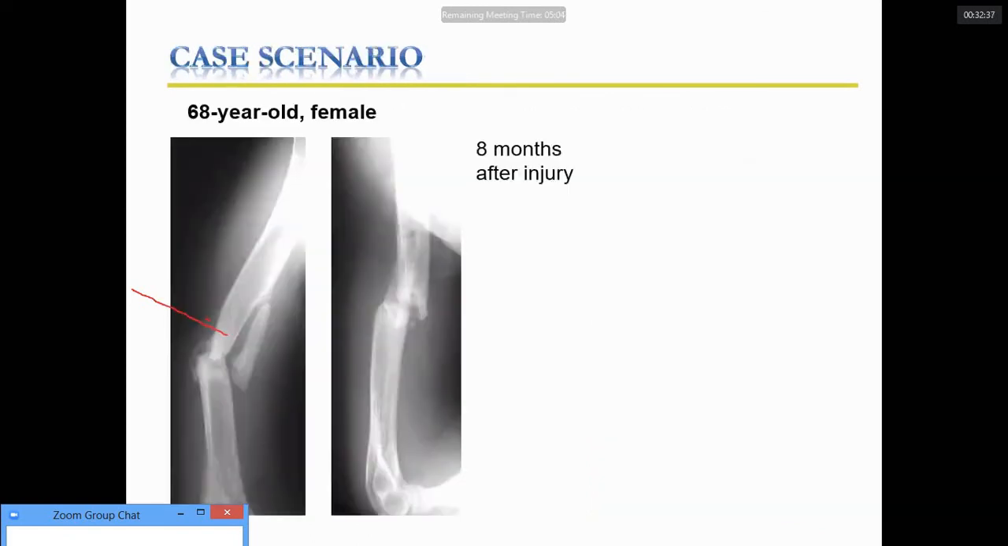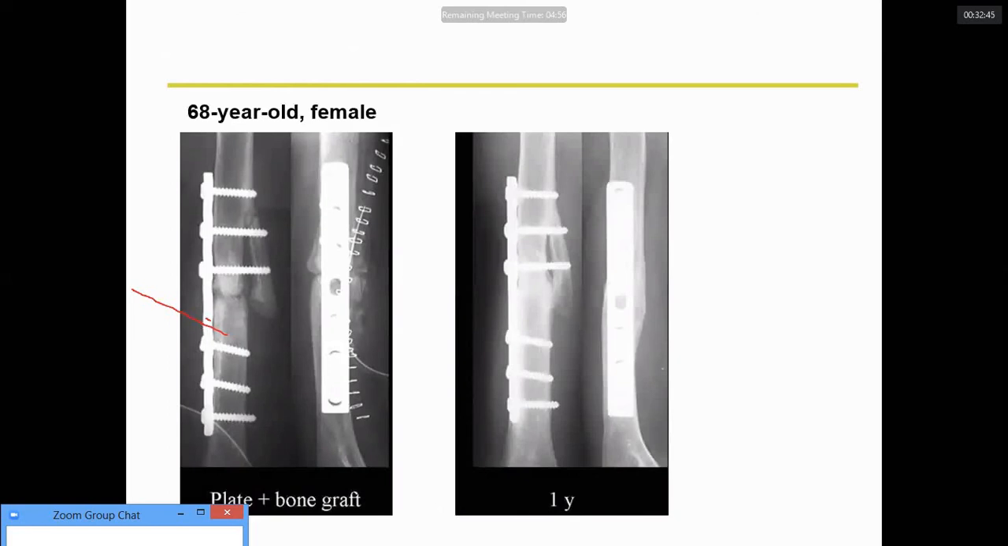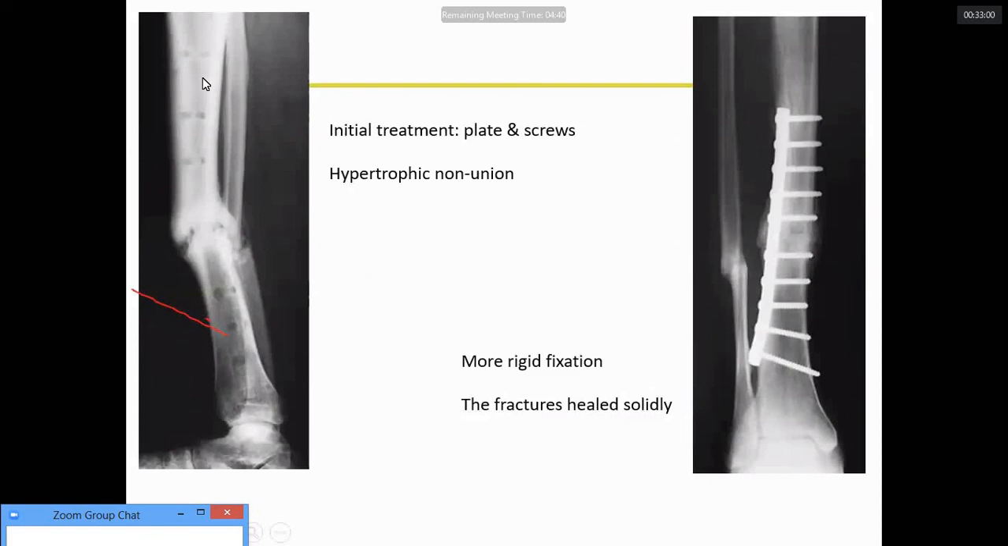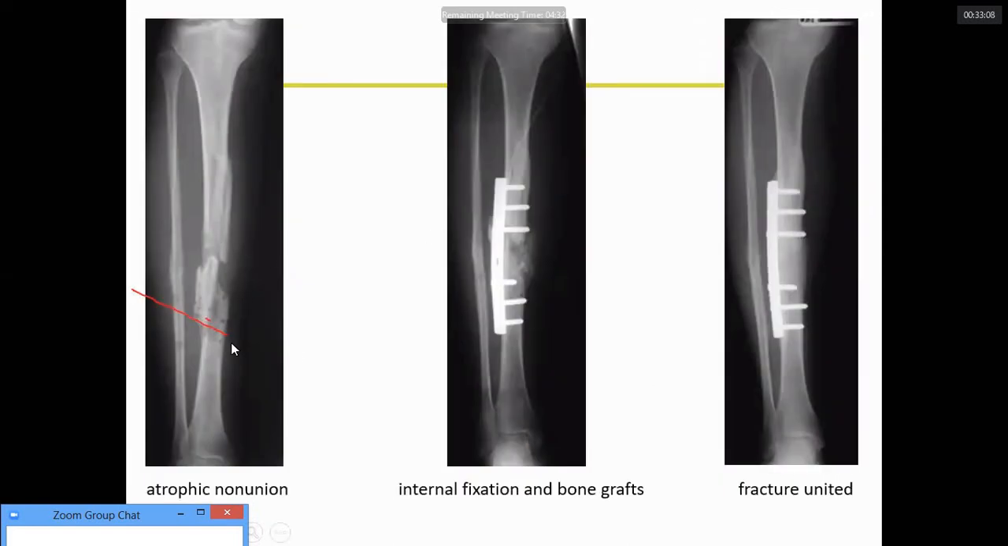Okay, clinical scenario: a 68-year-old female, 8 months after injury, fracture of the humerus, it has not united. So what we have done is reduce the fracture, put the graft, put the plate, and in 1 year no fracture line is visible. The fracture has united. Similarly, treated by plate and screws, fracture not uniting. Again kept a plate, and after 1 year the fracture is united. Atrophic type of non-union, fixation done and a bone graft kept, and on subsequent follow-up the fracture united.